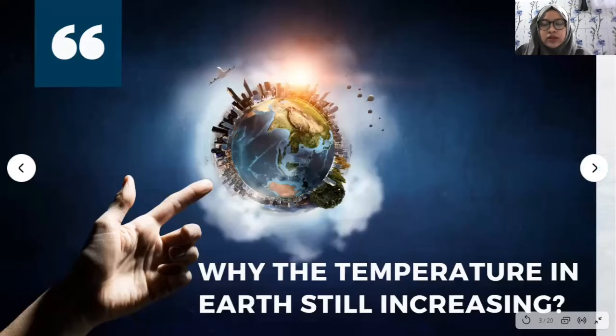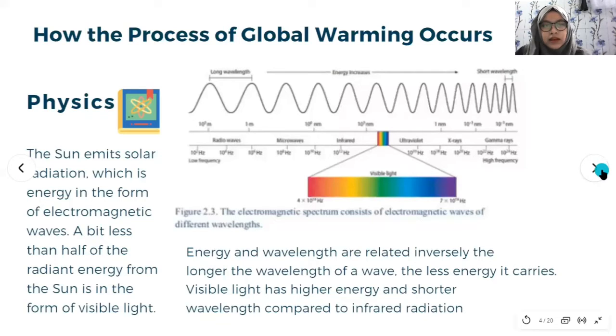So, why is the temperature on Earth still increasing? I will explain how the process of global warming occurs based on physics. The sun emits solar radiation, which is energy in the form of electromagnetic waves. A bit less than half of the radiant energy from the sun is in the form of visible light. So, here is the visible light.